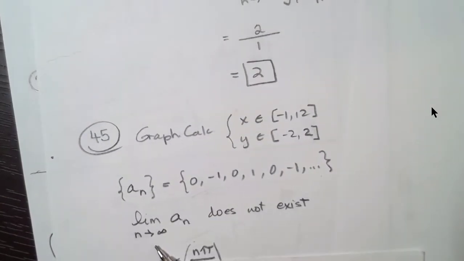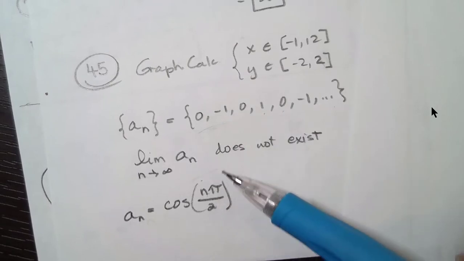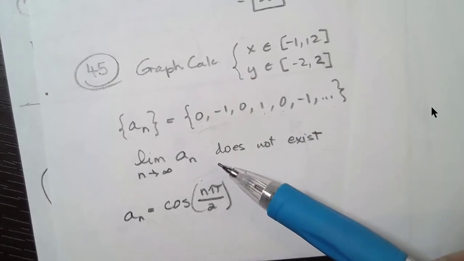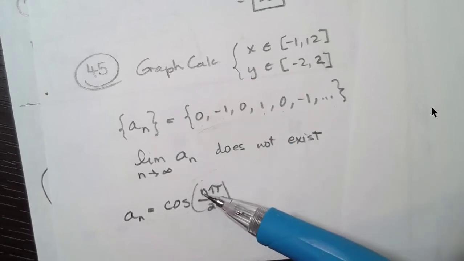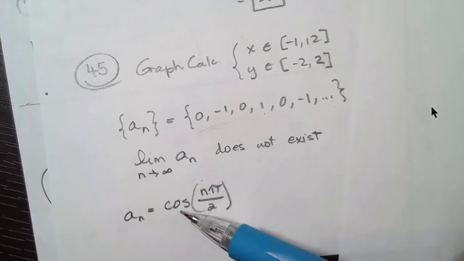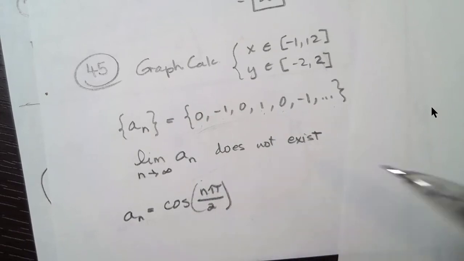So the limit as n goes to infinity of our sequence does not exist, because let's remember, as n goes from 1 to infinity. When n is 1, I have cosine of pi over 2, which is 0. When n is 2, I have cosine of pi, which is negative 1. When n is 3, I have cosine of 3 pi over 2, which is 0. When n is 4, I have cosine of 2 pi, which is 1, and so forth. So our limit does not exist.